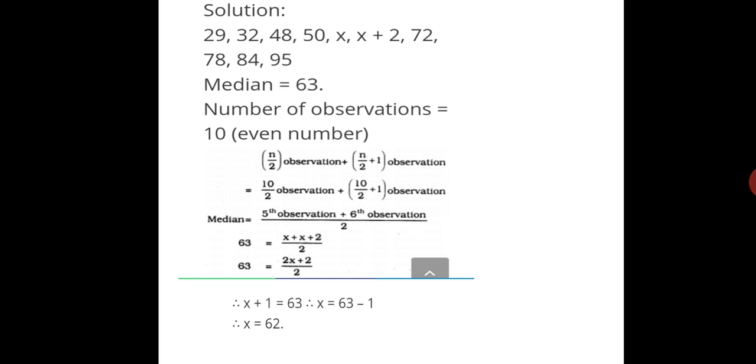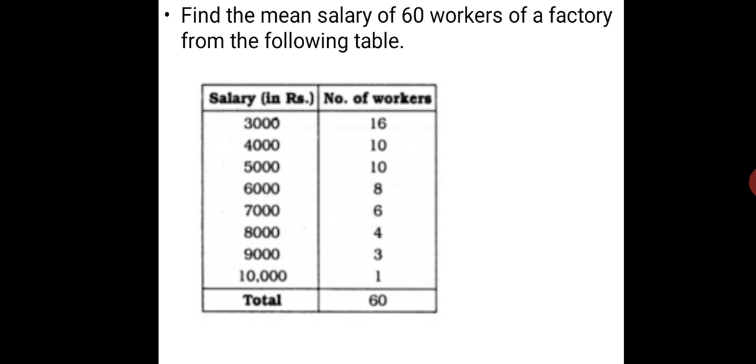So how are we going to write it in the equation? Median is equal to 5th observation plus 6th observation divided by 2. So 63 is equal to, 5th term is x, 6th term is x plus 2, divided by 2. When you solve this equation, you will get the x value as 62. So the two observations, x is 62 and x plus 2 is 64. Let us go to the next question, that is the fifth one.